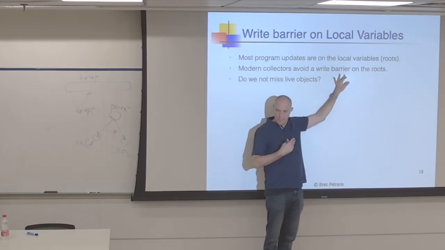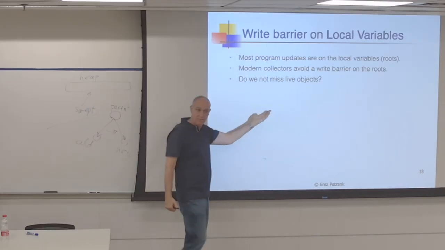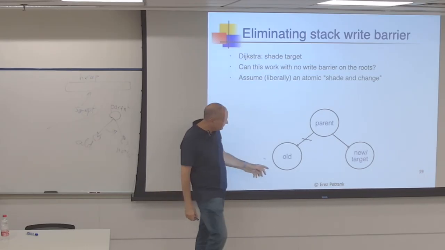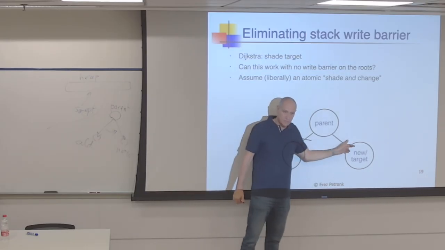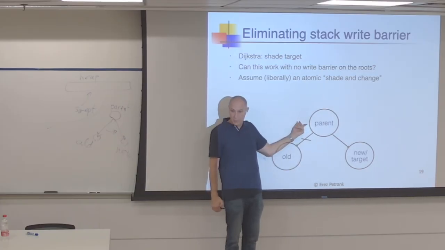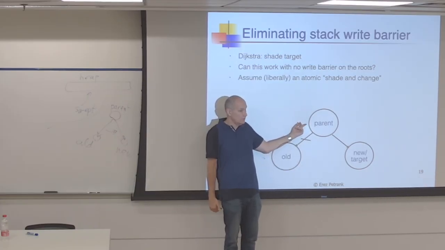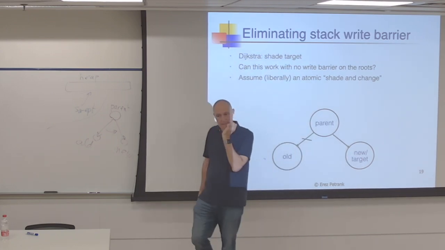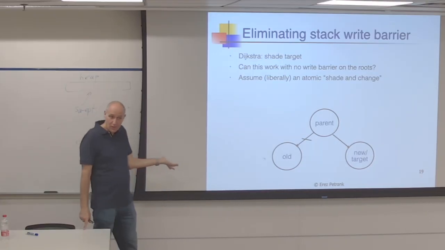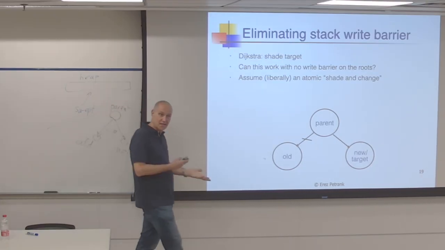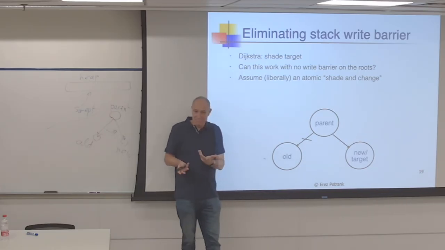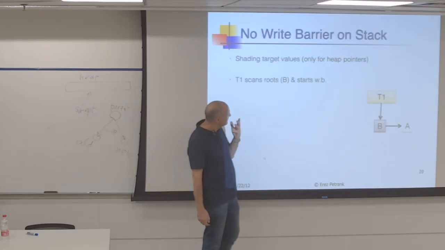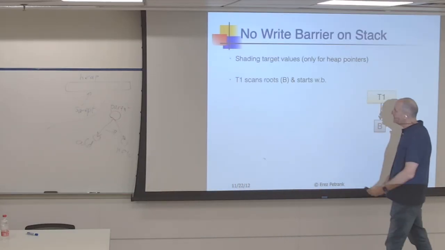And this is going to be problematic because I may miss some objects like that. So do we miss live objects? Okay, so we have this pointer change. And if the parent is a root, we do not cooperate with the collector and we don't shade the target, right? So do you think it will work without it? It will not. It's very easy to see that it doesn't work.